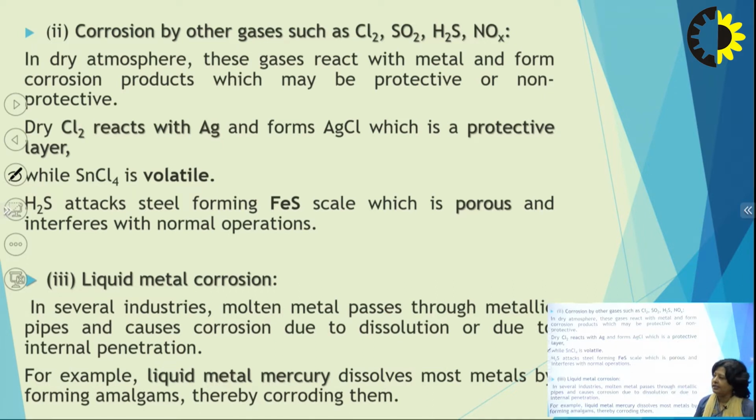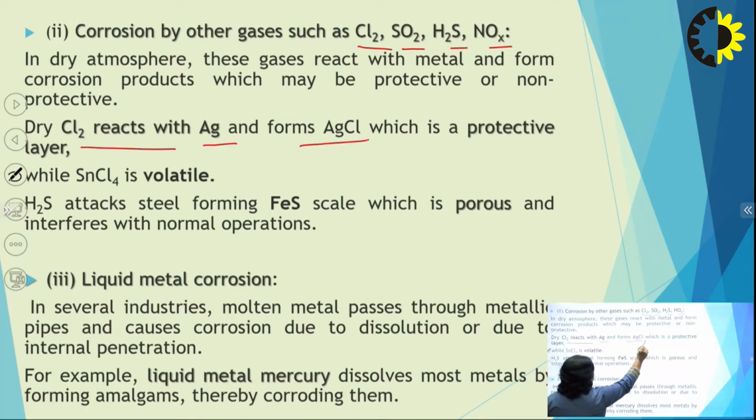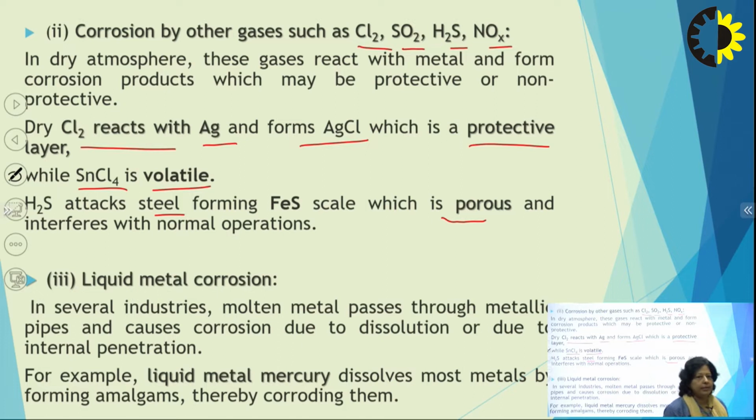The second type of oxidation corrosion occurs when other gases are involved, like chloride, sulfate, H2S and nitrates. In dry corrosion, these react with the metal and form a corrosion product. For example, dry chloride reacts with silver and forms AgCl, which is again a protective layer, so further corrosion will stop. Now tin chloride is volatile, so it results in faster corrosion. If H2S is formed, it results in a corrosion product, and moderate corrosion will be there.